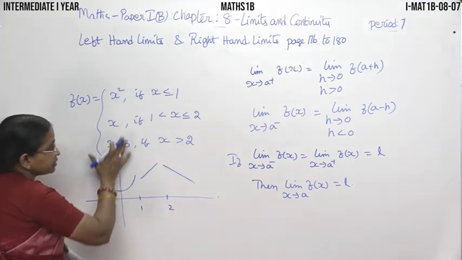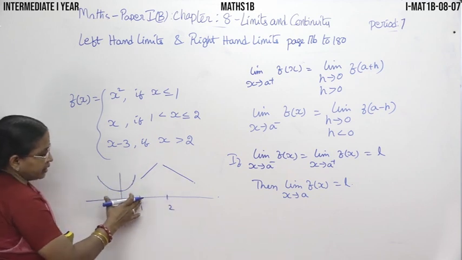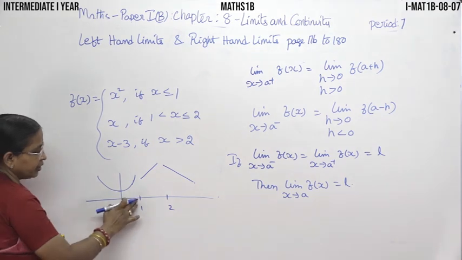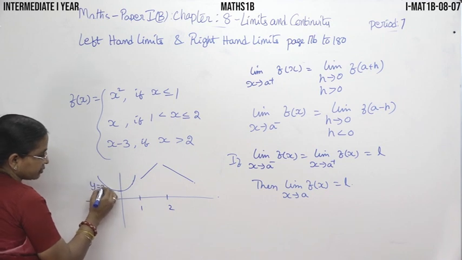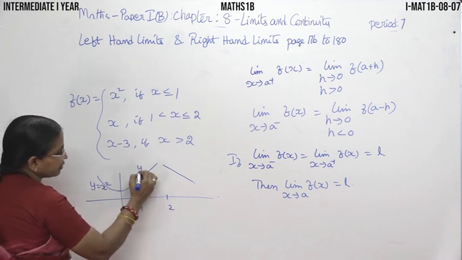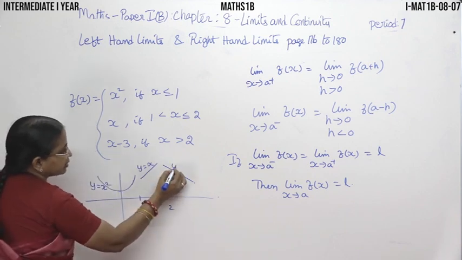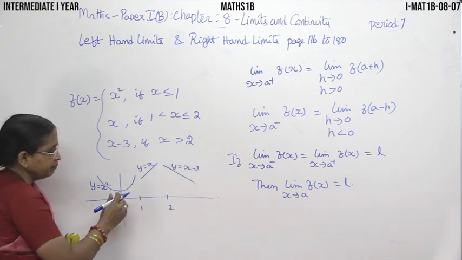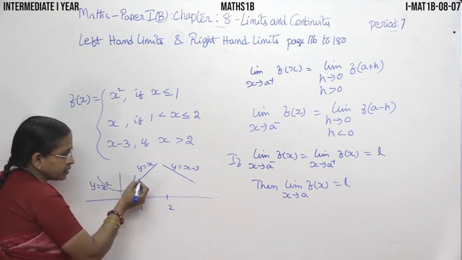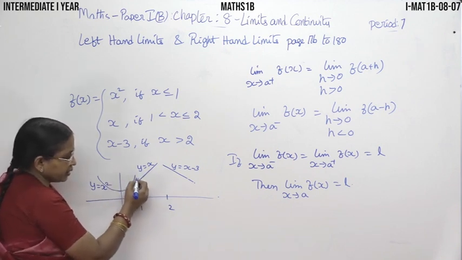So a function is defined in different intervals in different ways. Between minus infinity and 1, it is a curve, y is equal to x square. Between 1 and 2, it is y is equal to x. And when it is greater than 2, it is y is equal to x minus 3. So like this the function is defined in different intervals. If from left side and right side it approaches the same number, then we say that the limit exists. Suppose the function is going like this. Here it is good.